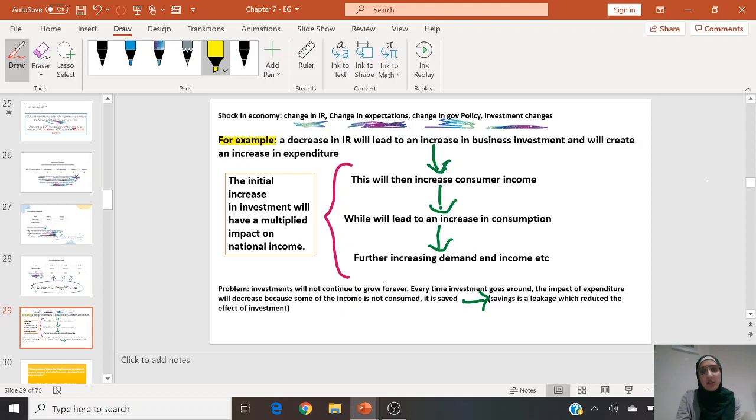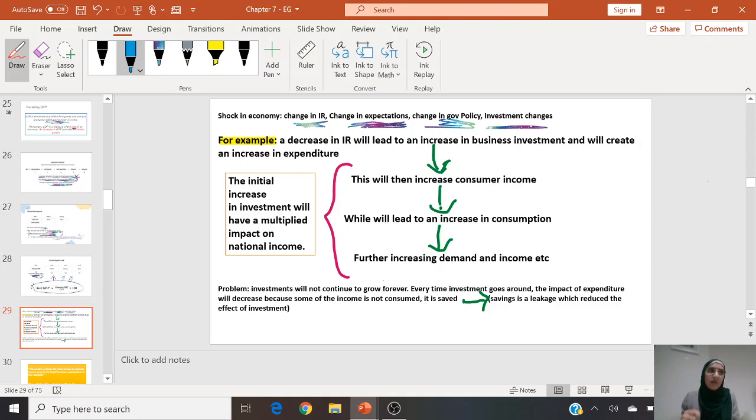Anyway, a decrease in interest rate will lead to an increase in business investment and will create an increase in expenditure. This is a question that I already asked in class, but I need you guys to tell me, how will a decrease in interest rate lead to an increase in business investment? We already studied that businesses will want to invest more if there is high interest rate, right? And the reason for that is because they will get more returns, right?